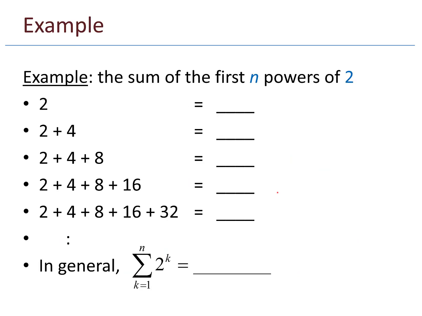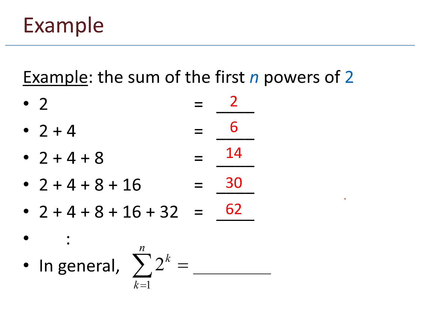So here's an example of a summation that has an interesting identity. Let's sum the first n powers of 2. So it's 2, and then 2 plus 4, 2 plus 4 plus 8, 2 plus 4 plus 8 plus 16. So every time I'm adding one more power of 2. And the results I get look like this. Do you see the pattern there?